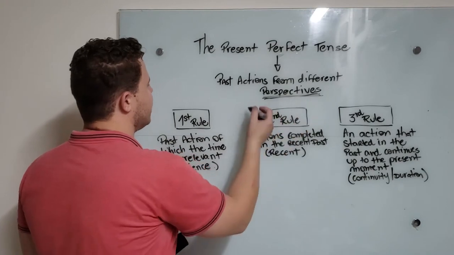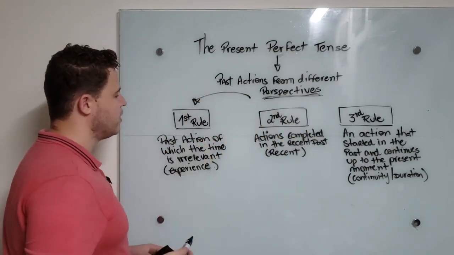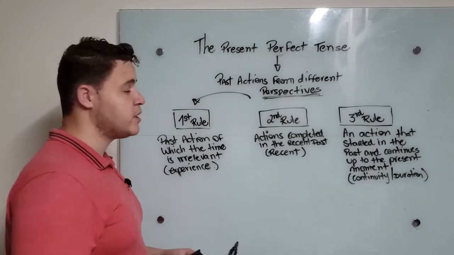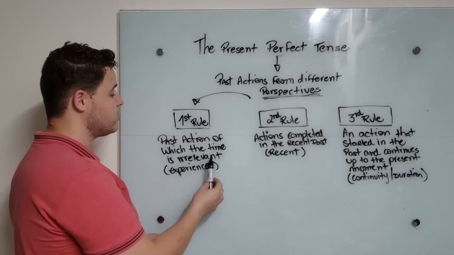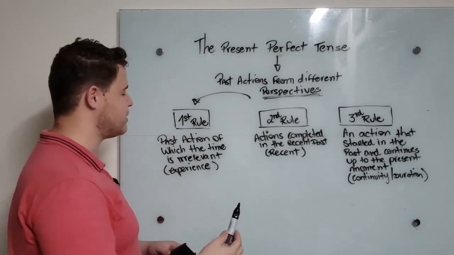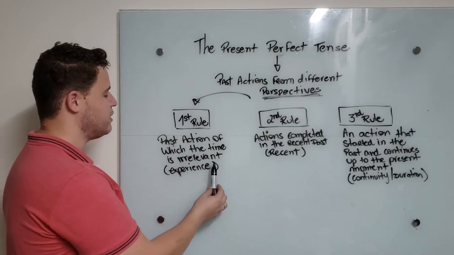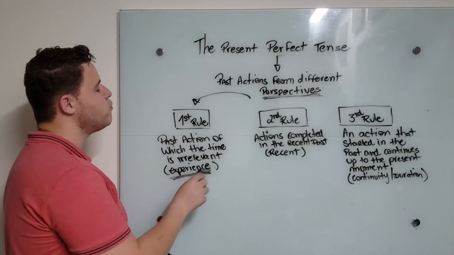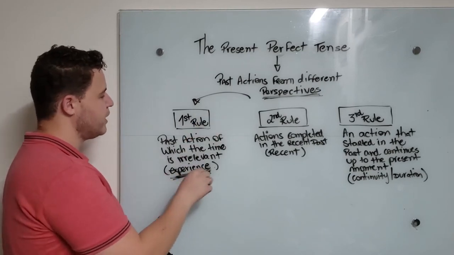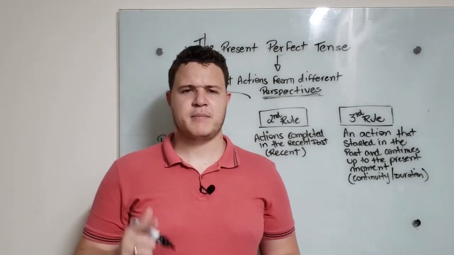So, perspectives. The first perspective is in the first rule. So in the first rule, we talk about a past of which the time of the action is not important. It's irrelevant. So, a past action of which the time is irrelevant. And here, I have a keyword. The keyword for the first rule is experience. So let's talk a little bit about this first rule.